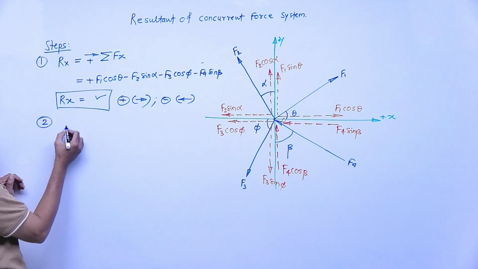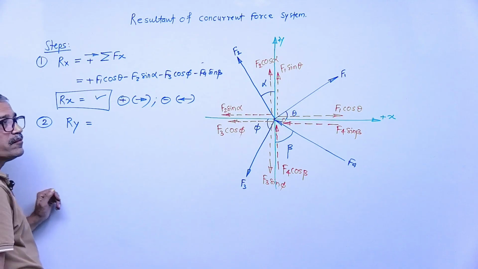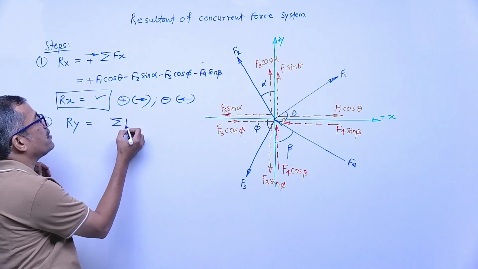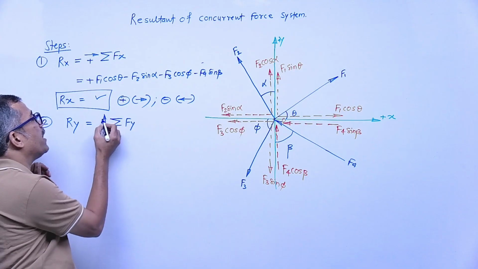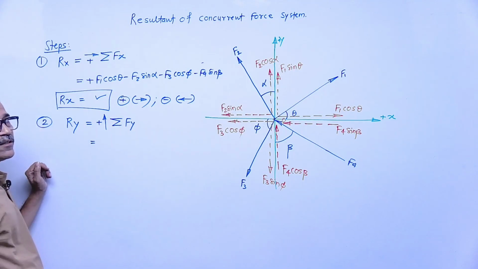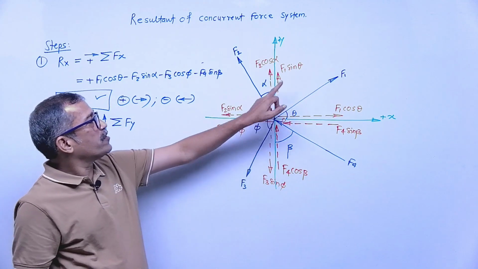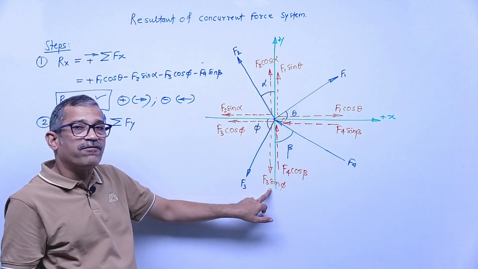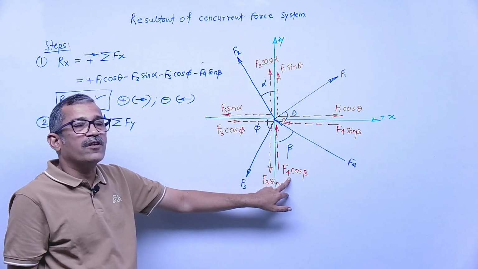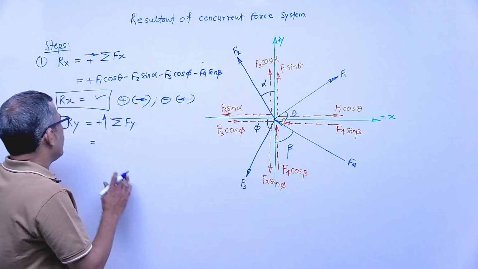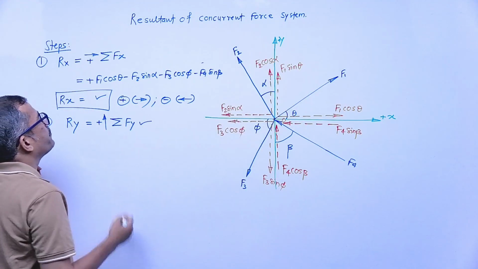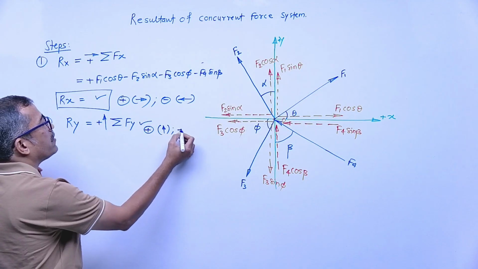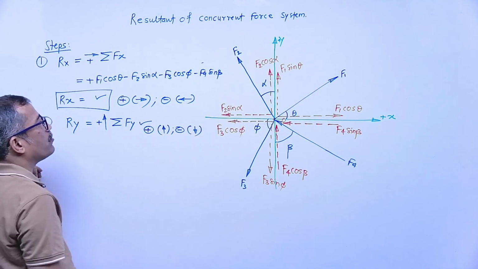Next step: we will find Ry, the component of the resultant along the y-axis, simply using the equation summation of Fy, that means we add all forces in the vertical direction. Sign convention, upward positive. F1 sin theta positive, F2 cos theta positive, F3 sin phi negative, F4 cos beta positive. Like this we add and get Ry. Again, if the answer is positive, Ry will be in the upward direction; if the answer is negative, Ry will be in the downward direction.